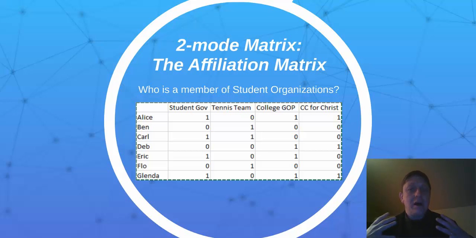How many student organizations is Ben involved in? How many is he affiliated with? How many is he a member of? 1. Only the tennis team and none of the others. And we can see that by adding across.